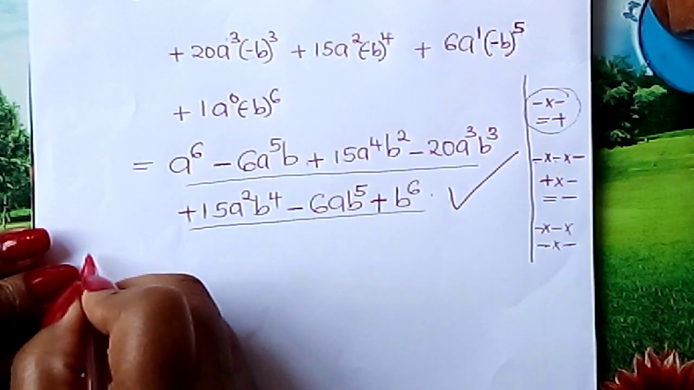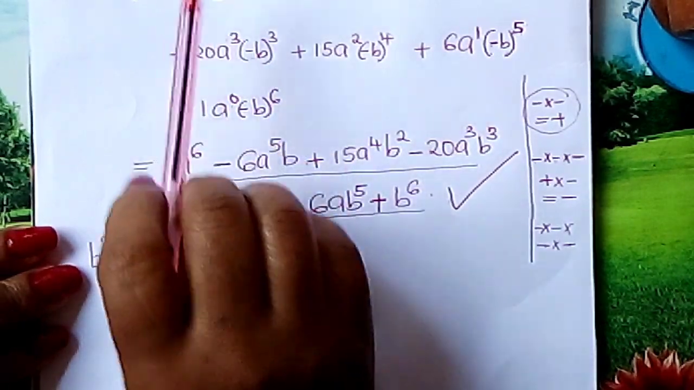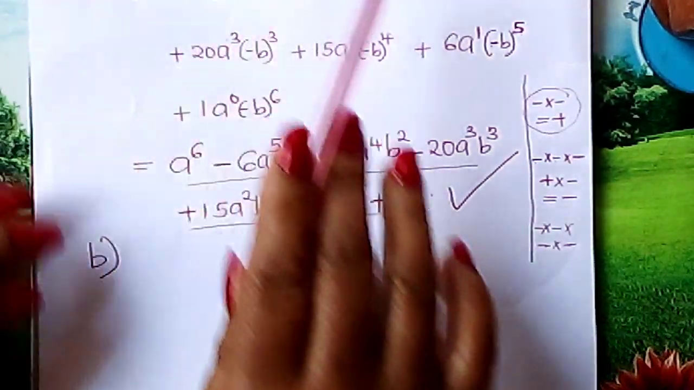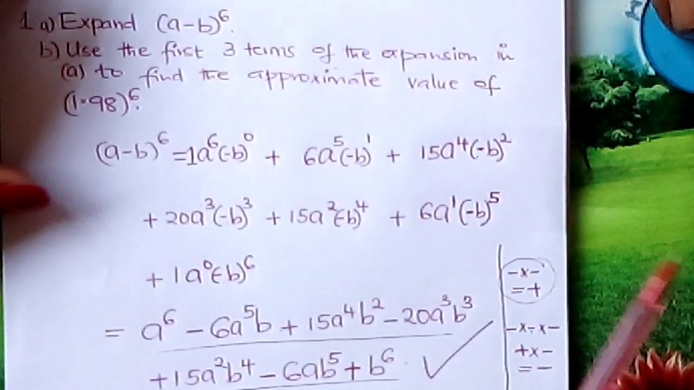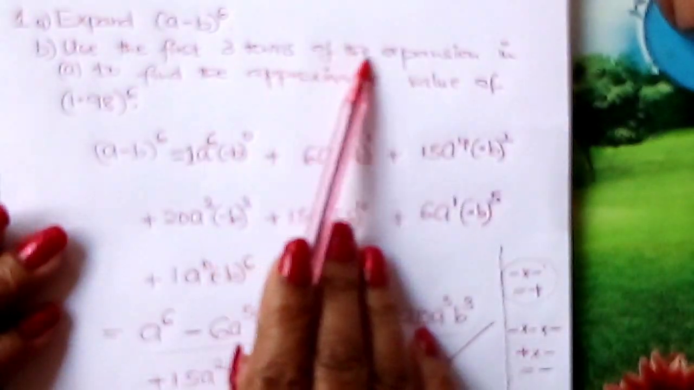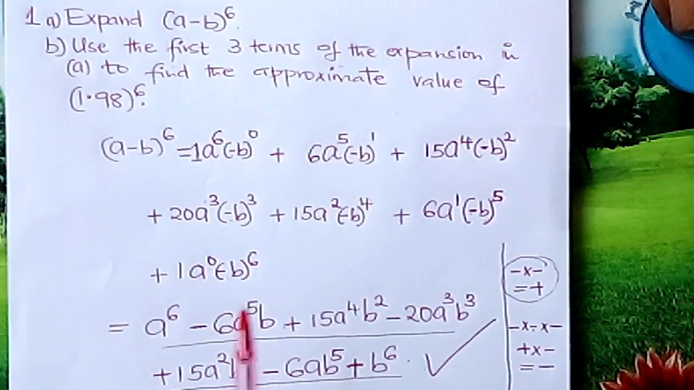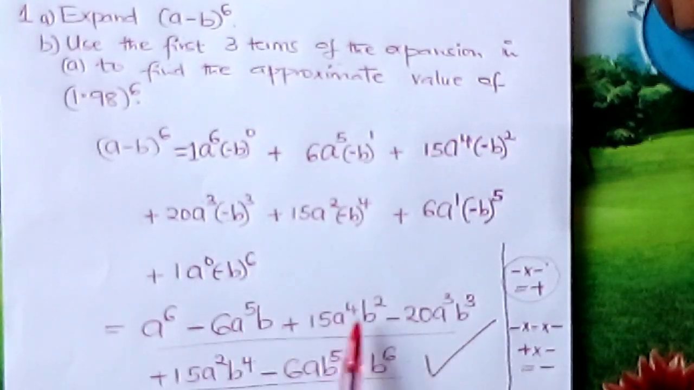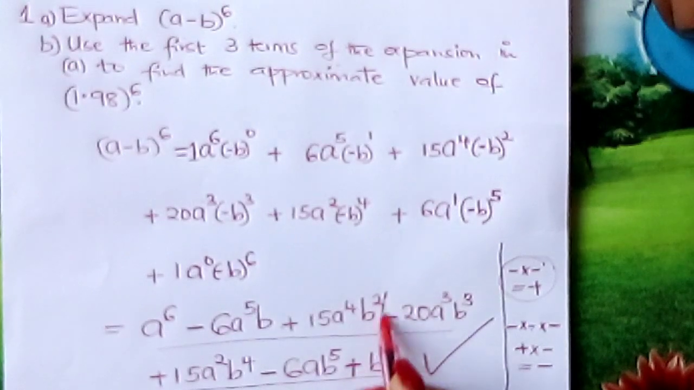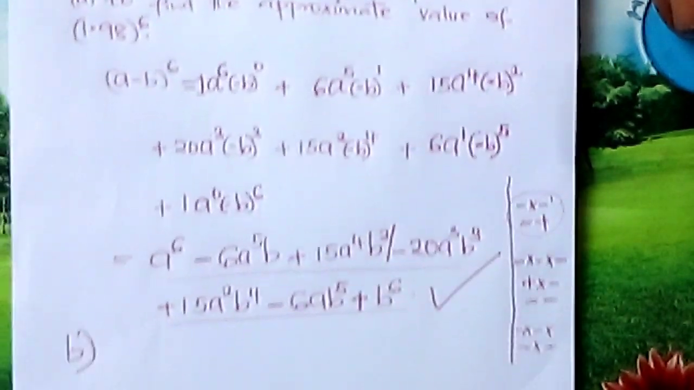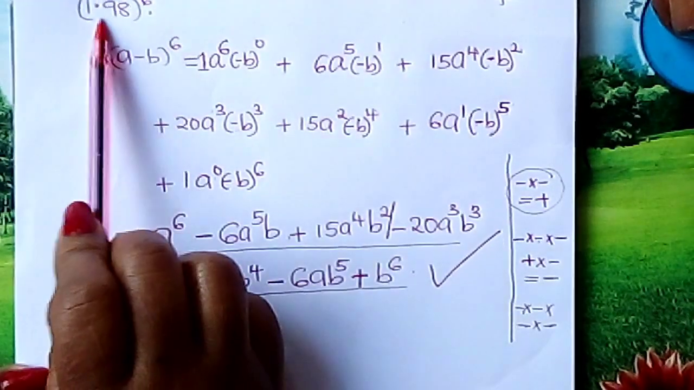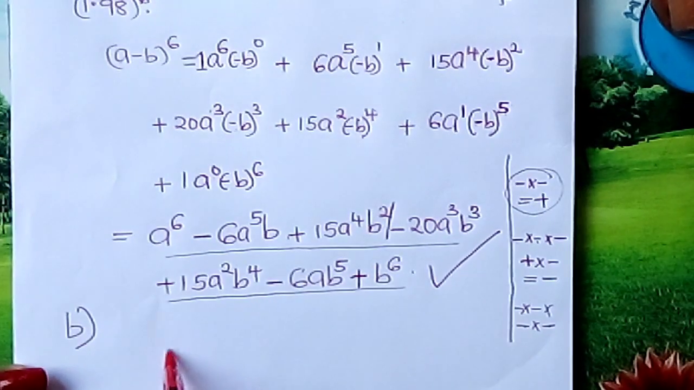Then we are told in part B, we are meant to use the first 3 terms. Check on this. You are meant to use the first 3 terms of the expansion in A to find the approximate value of this. We need just to use 1, 2, 3 terms up to here, up to there. Those 3 terms to estimate the value of this. So how do you go about this?